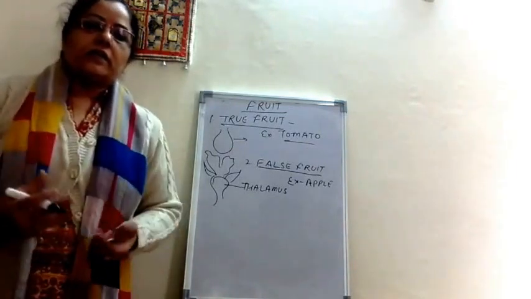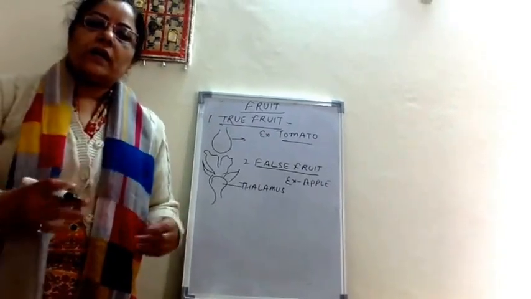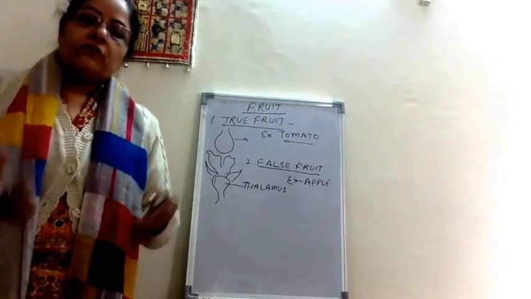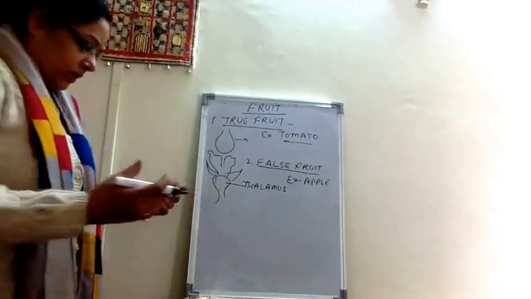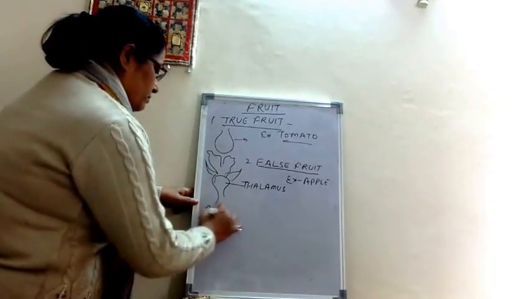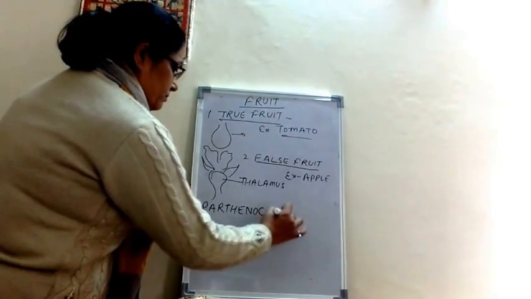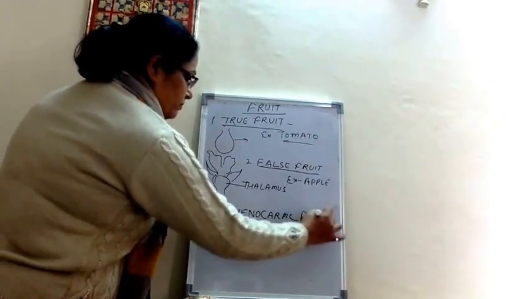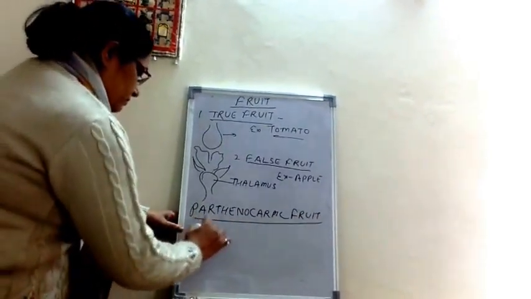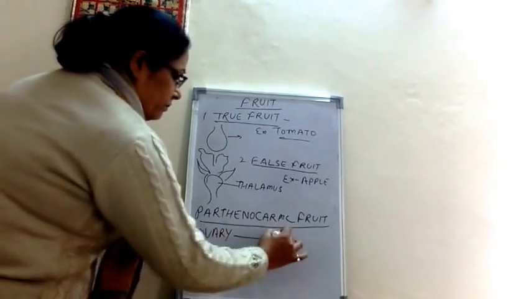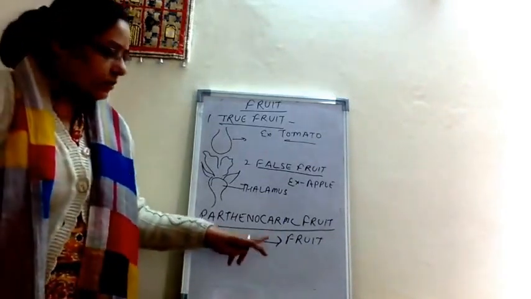Now there is another category of fruit that is called parthenocarpic fruit, in which the ovary directly develops into fruit without fertilization, as in banana. That is called parthenocarpic fruit. This is the third type of fruits, in which the ovary directly develops into fruit without fertilization with pollen.